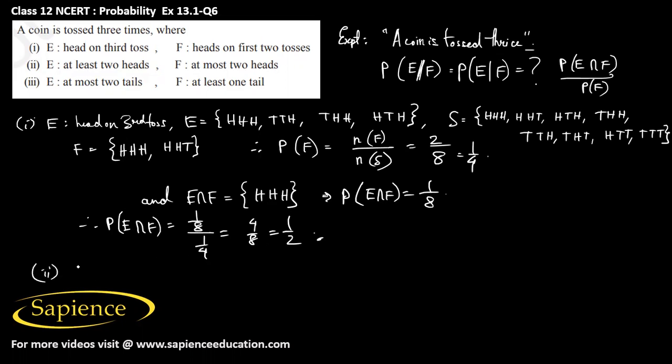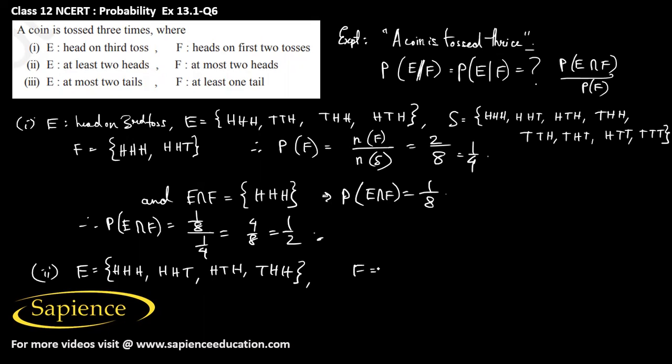And then in the second part, it has been told the event E is defined as at least 2 heads. So therefore the event E will contain the outcomes. At least 2 heads means I can get all 3 heads also. Then head, head, tail. I can get head, tail, head, or I can get tail, head, head. So these are the 4 outcomes in the event E.